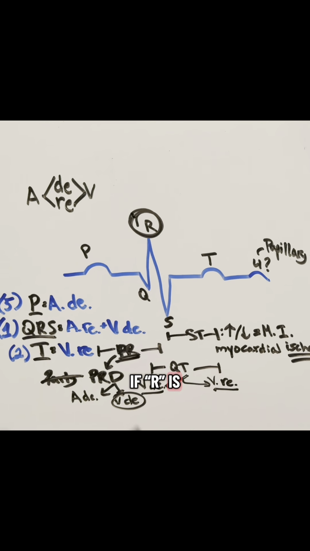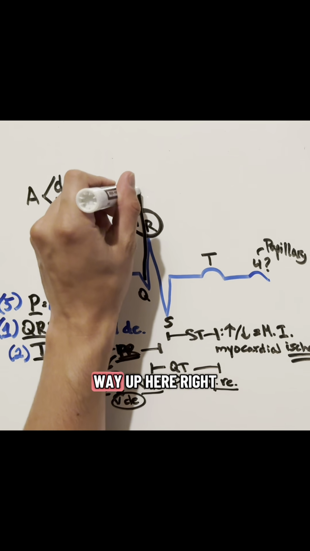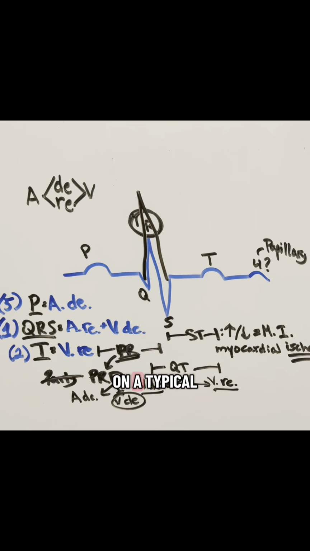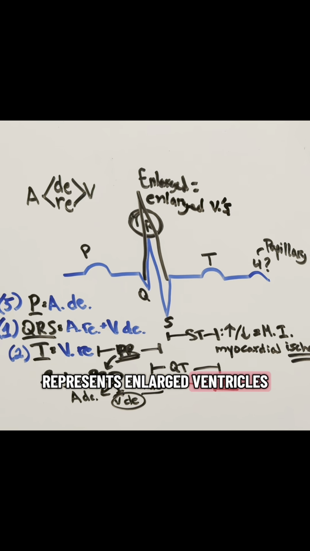if R is enlarged, so if R extended not from here, but all the way up here, right? If it's enlarged on a typical EKG reading, that enlarged R wave represents enlarged ventricles. So an enlarged R wave equals enlarged ventricles.